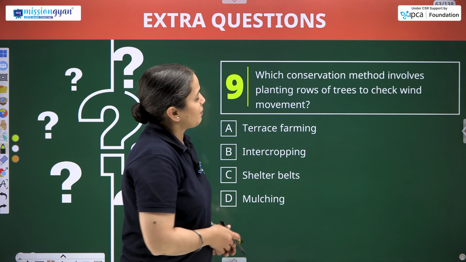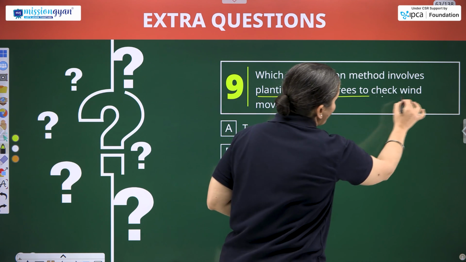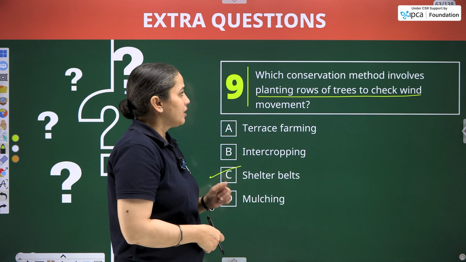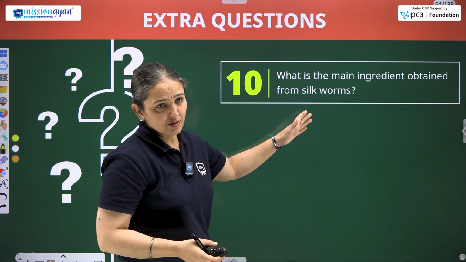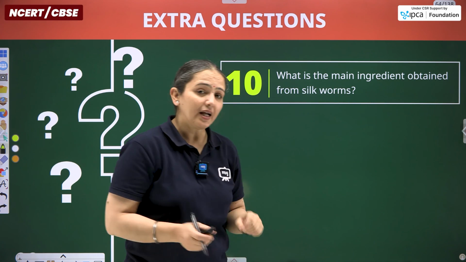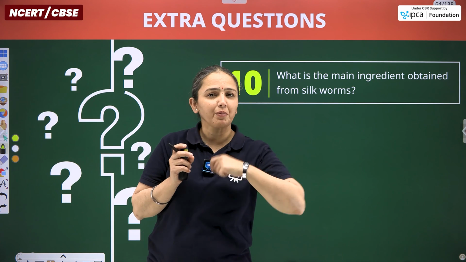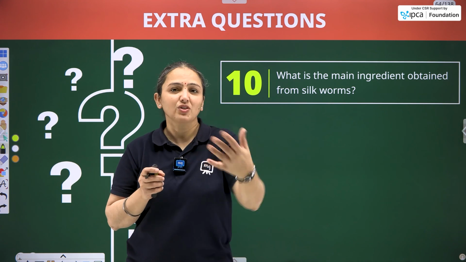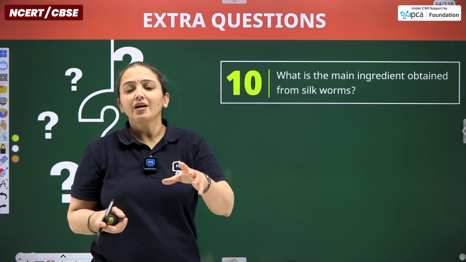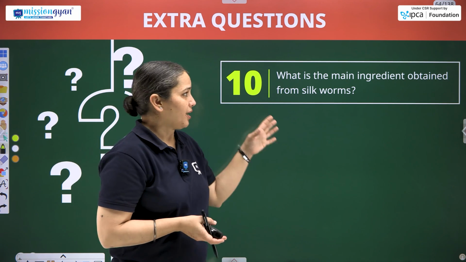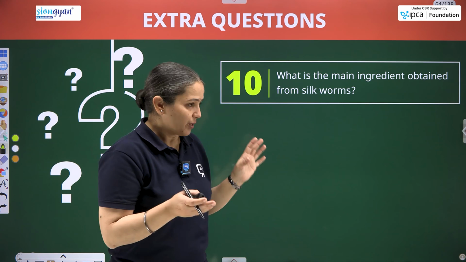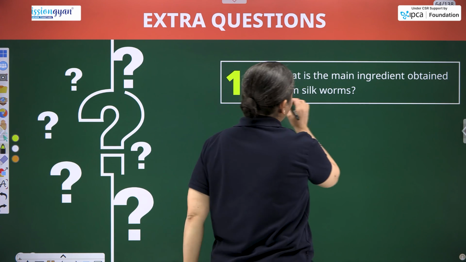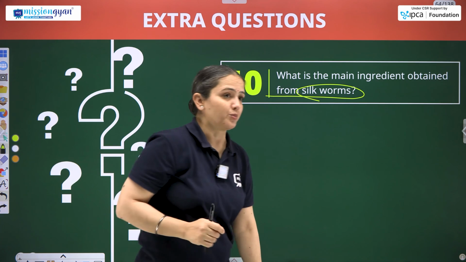Which conservation method involves planting rows of trees to check wind movement? So it is the shelter belt. Next is question answers. What is the main ingredient? Ingredient, likewise for the preparation of the dish, we do have various ingredients. The things we add in it, spices, whatever it is there, they are called as ingredients. So here we are not talking about any dish, but what we are talking about, we have to read. So what is the main ingredient obtained from silkworms?